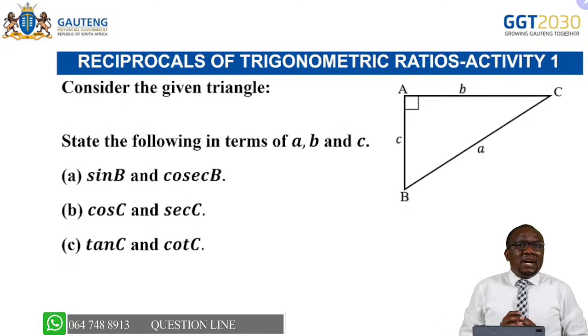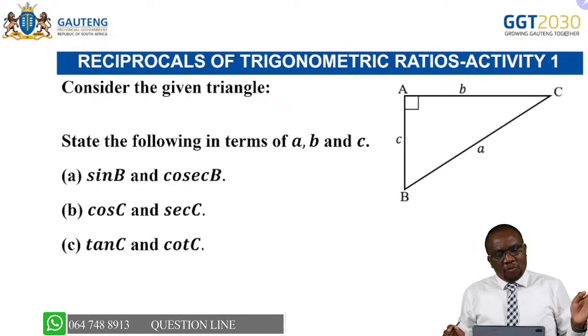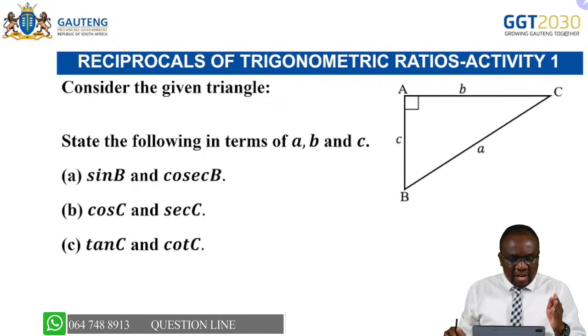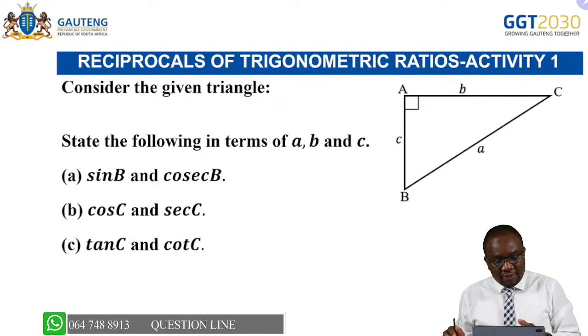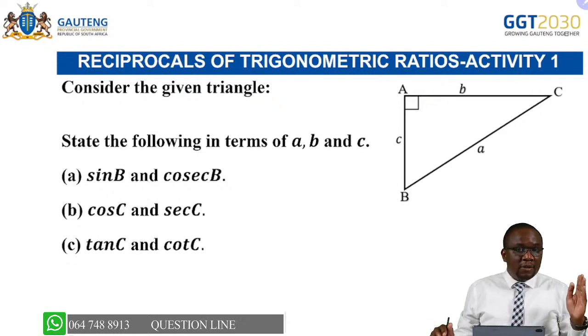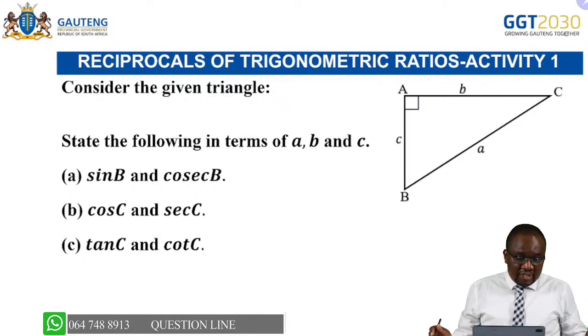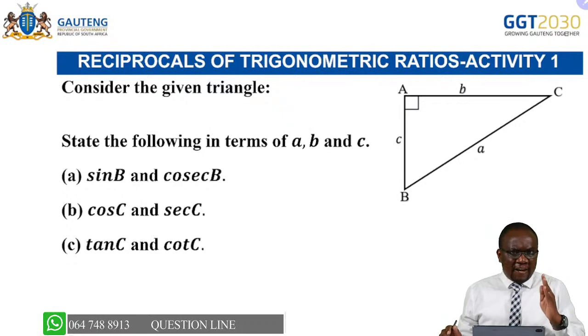Now let's move on and apply what we have learned so far. Consider the given triangle. State the following in terms of A, B, and C. I'm going to give you 5 minutes, the longest time I'm going to give you. After that, we're going to mark our work. What is sine B and cosec B? There are two answers for A there: sine B and cosec B. For B, cos C and sec C. And for C, tan C and cot C. For 5 minutes, let's try.